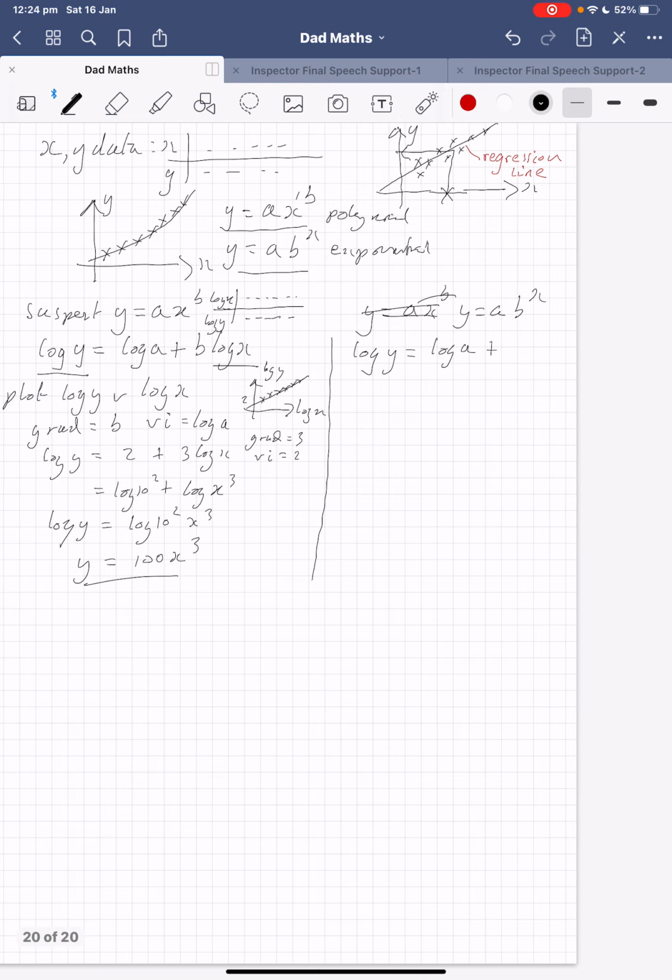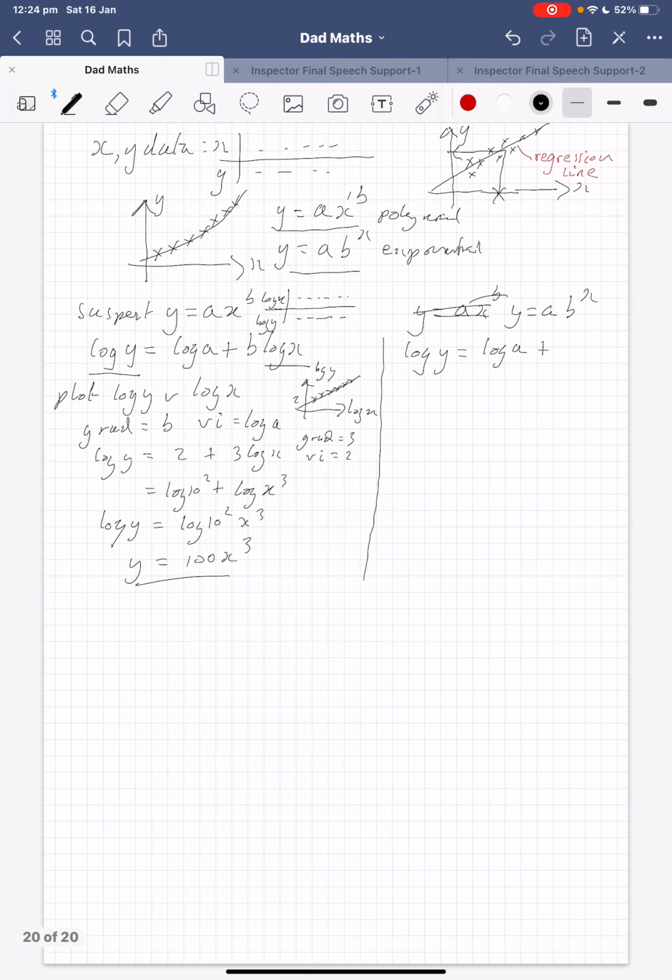Going through that logic again, we take log of the left-hand side and we get log of y. Log of the right-hand side, log of a b to the x, is log of a plus log of b to the x. Bringing the power down, the x comes down and we get log of b. So here, the variables x and y have become log y and x, and so we should plot log of y versus x.